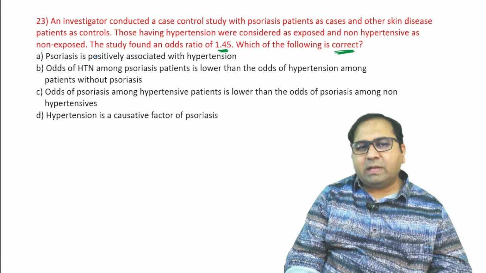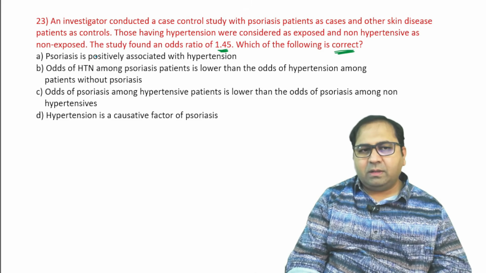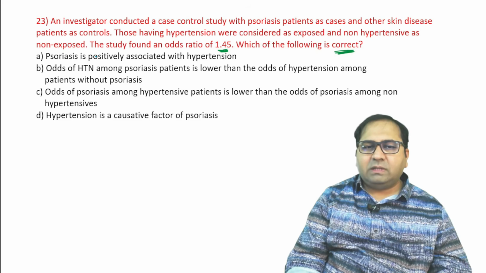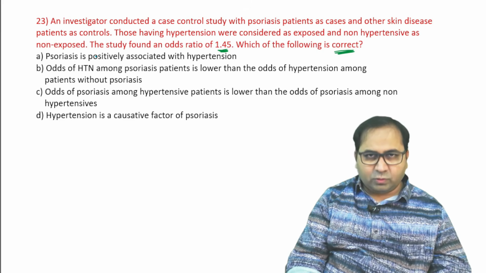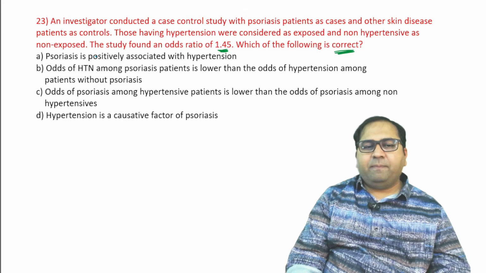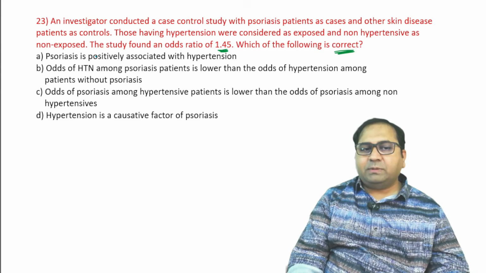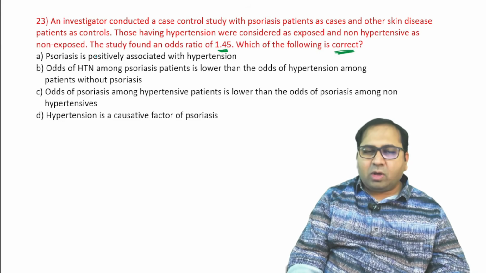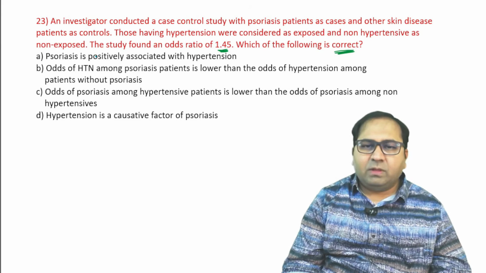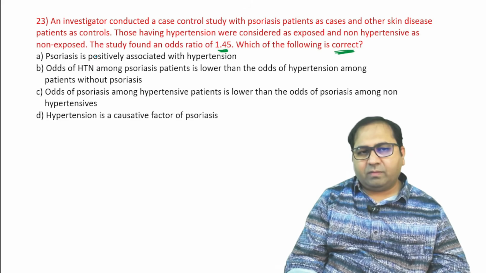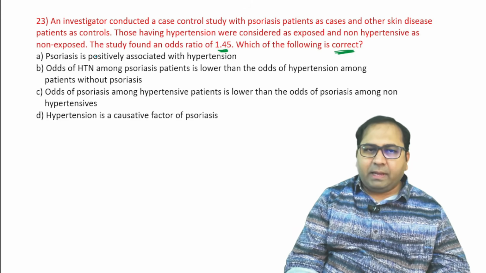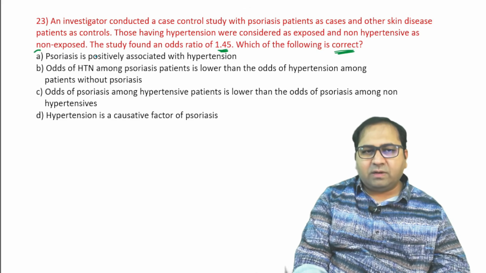Options are: A, psoriasis is positively associated with hypertension. B, odds of hypertension among psoriasis patients is lower than the odds of hypertension among patients without psoriasis. Option C, the odds of psoriasis among hypertensive patients is lower than the odds of psoriasis among the non-hypertensive patients. Or option D, hypertension is a causative factor of psoriasis. What is the answer? Option A, psoriasis is positively associated with hypertension, is the answer for this question.